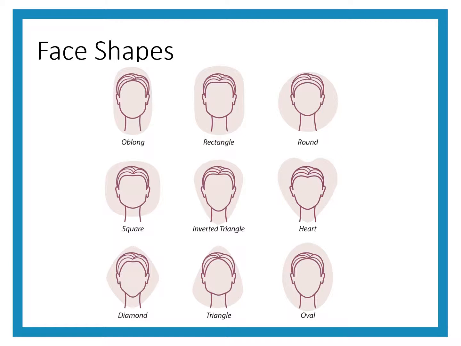Some of these are related. Inverted triangle and heart sometimes are associated together. A lot of things with round and rectangle, oblong, and square faces tend to hold true as the same things tend to hold true for those as well. These face shapes become important when we start to talk about things like contouring and blush. And again, you will see this later in the course.